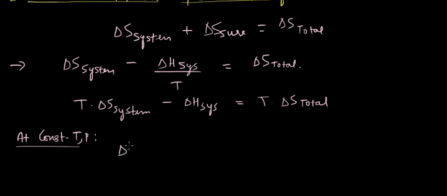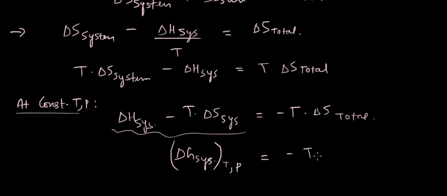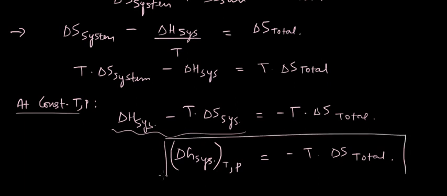we can write that this would be nothing but delta H system minus T delta S system would be equal to minus T delta S total. Okay, and delta H system minus T delta S system would be nothing but the change in Gibbs energy of the system at constant temperature and pressure, equal to minus T delta S total. This is a very important relation.